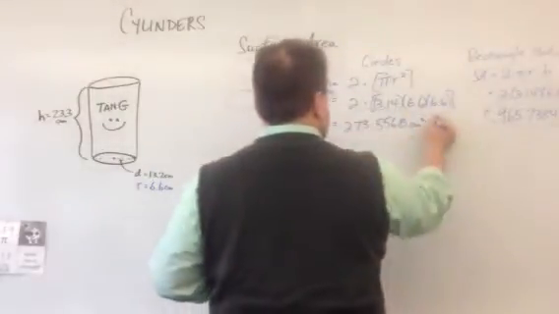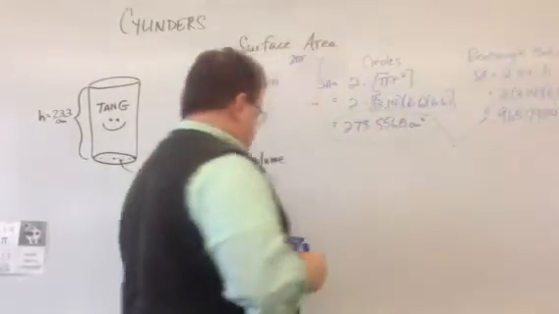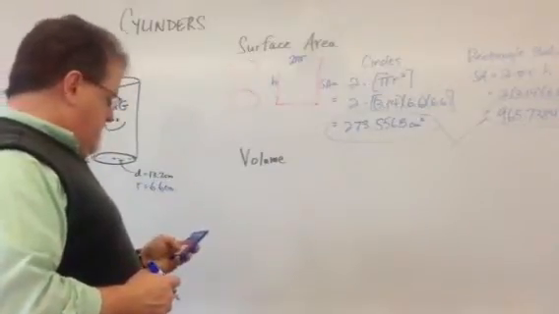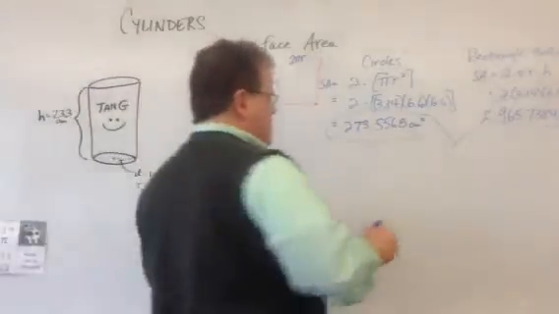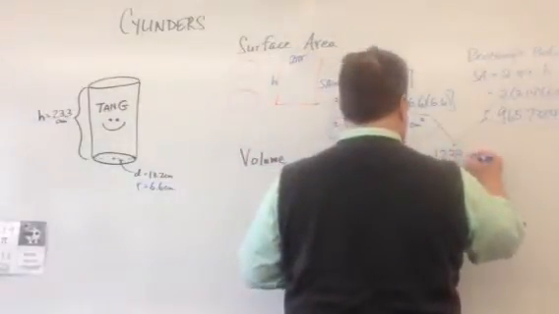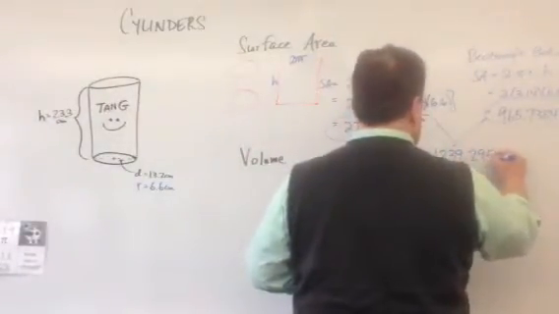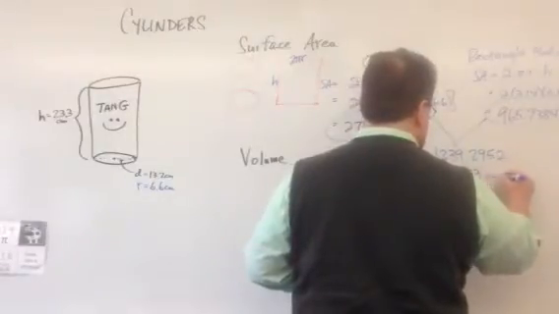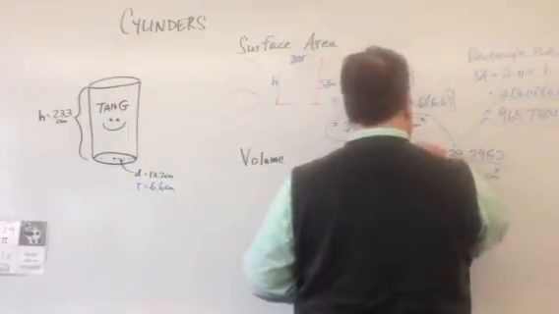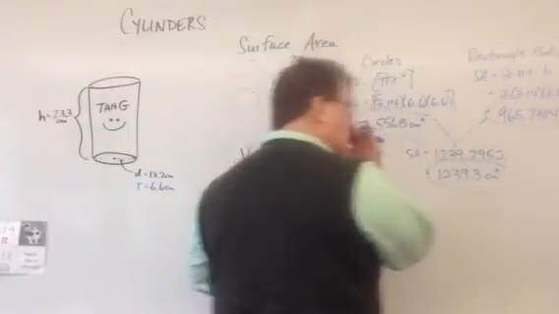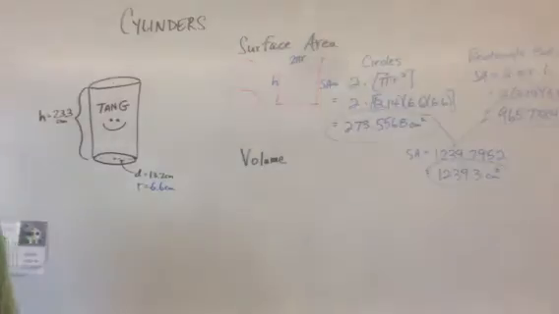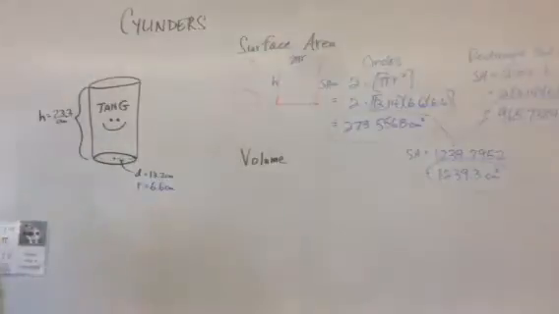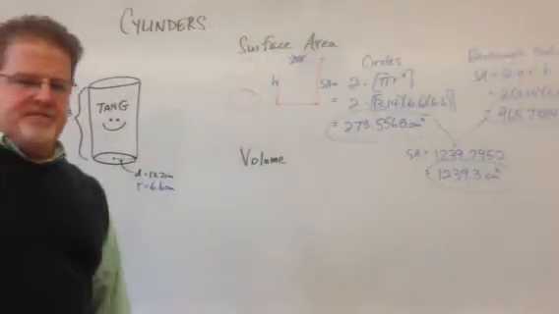And our total surface area will be, when we add these two things together, 1239.2952, or just 1239.3 centimeters squared. Okay? Good so far? Excellent.